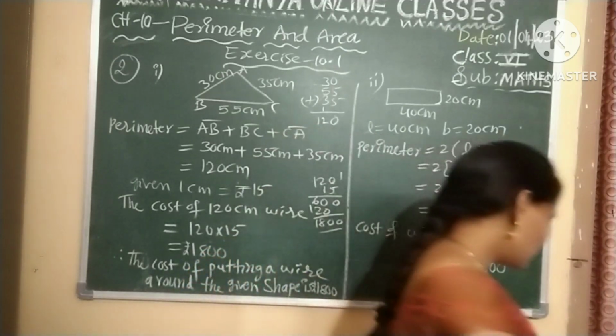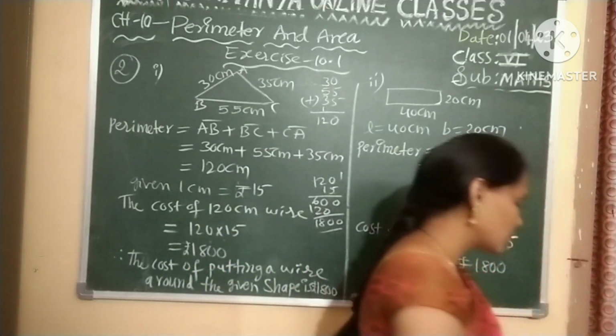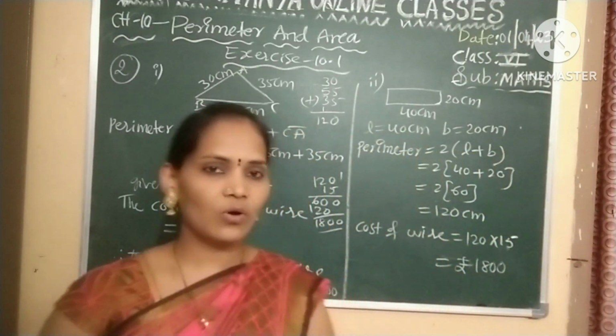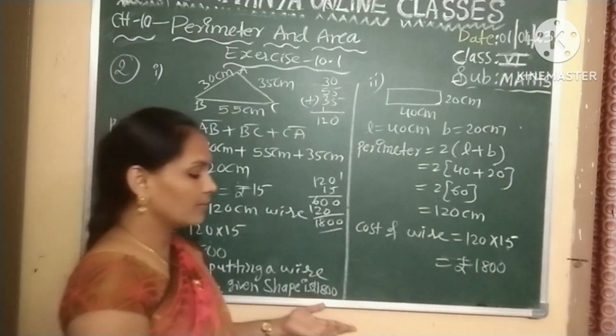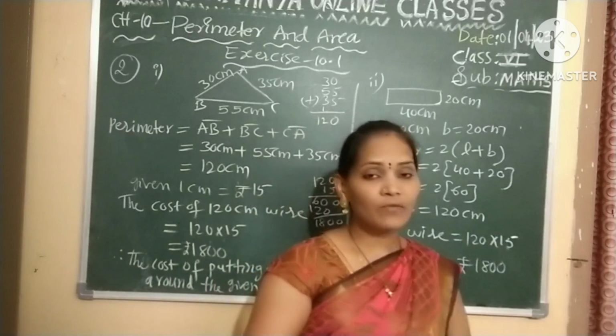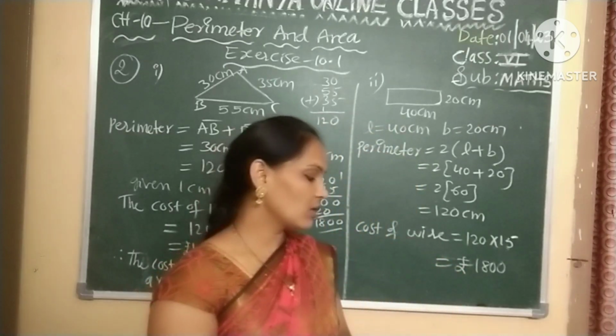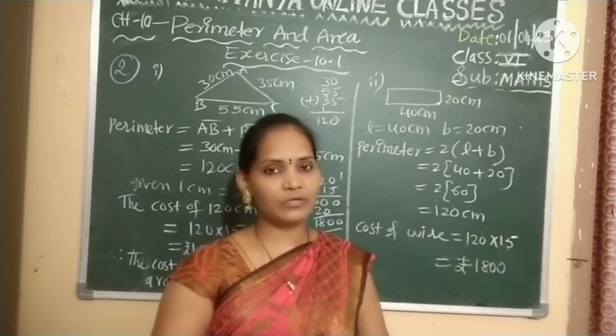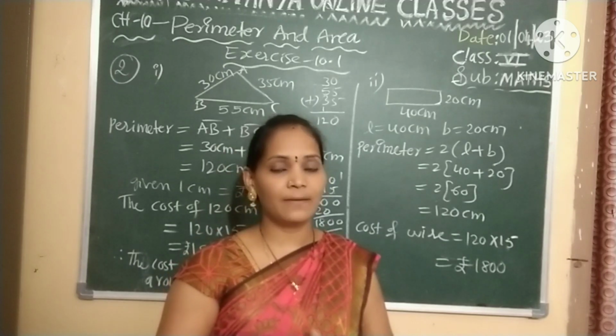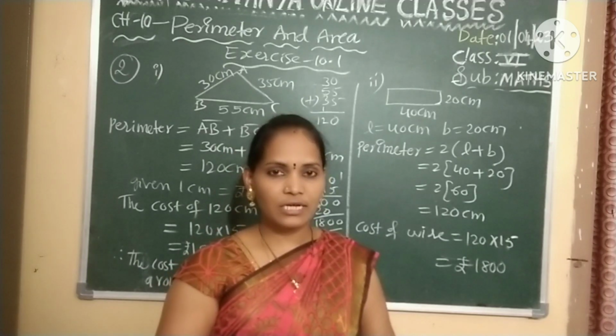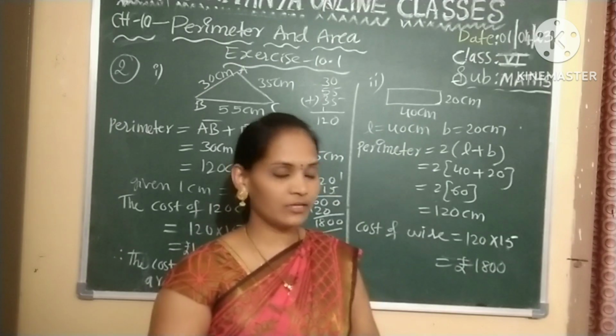Now, next shapes are square and pentagon given. Same. Perimeter of square is 4 into side. Perimeter of pentagon is 5 into side. Penta means pentagon, that is a 5-sided figure. So 5 into side we should use as the formula.